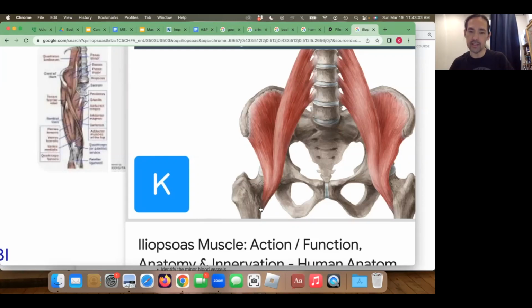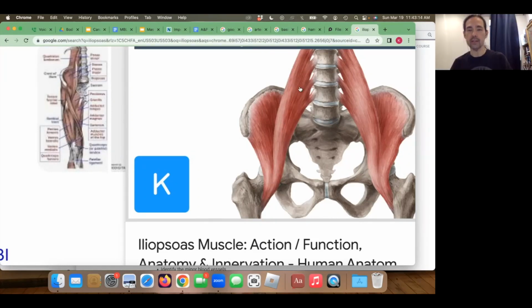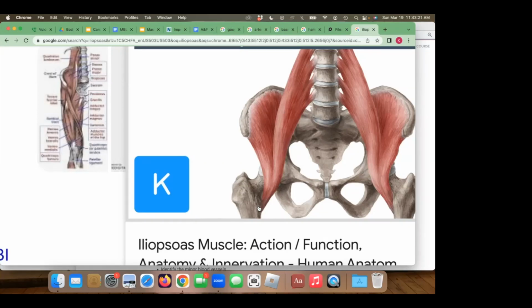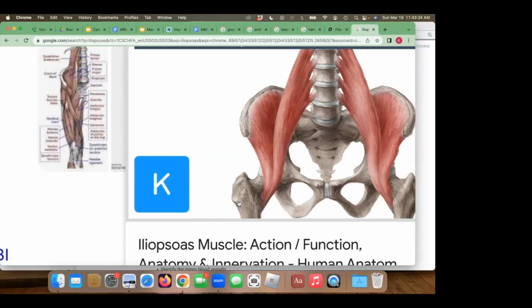If a muscle's on the inside of the bone, which way is it going to rotate the bone? Internally or externally? Internally. Let's do that again. If a muscle's on the inside of the bone, which way is it going to rotate the bone? Inside. If a muscle attaches to the outside of the bone, like the tensor fascia lata, which way is it going to rotate the bone? Outside. That's right. Exactly right.